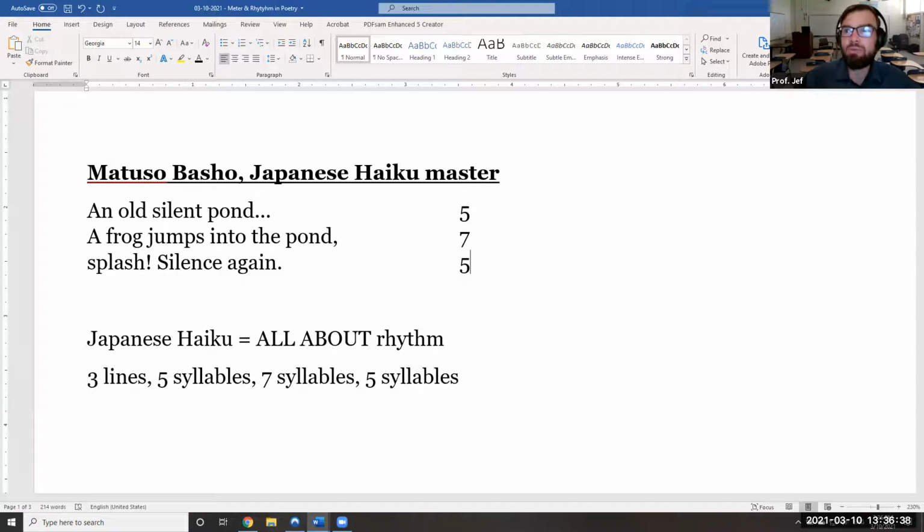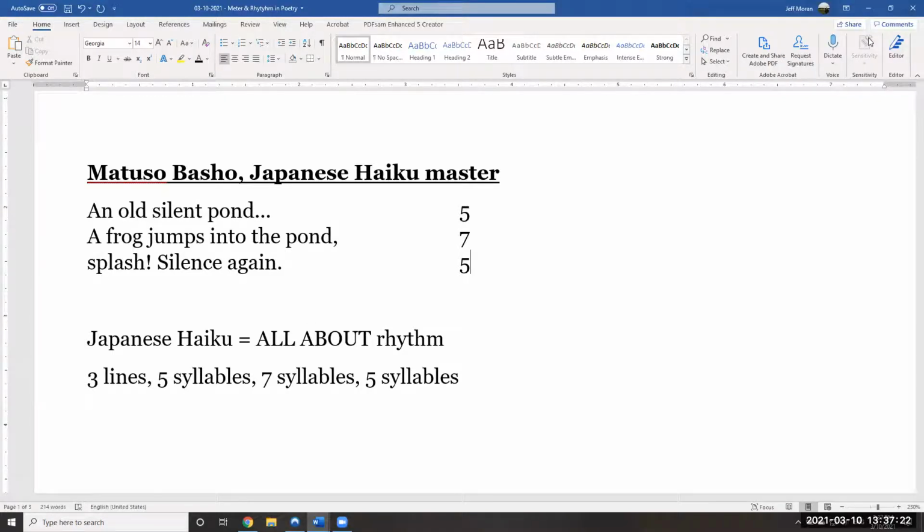Syllables are important for understanding rhythm for, like we said last week at the very end of class, how many syllables. This entire genre of poems is all about just the number of syllables. An old silent pond, 5; a frog jumps into the pond, 7; splash, silence again, 5. 5, 7, 5. Does even just the idea of the number of syllables in a line make sense? Because if not, let's stop and talk about it, because the next thing is a little more complicated. Good, Daryl says thumbs up, anybody else?